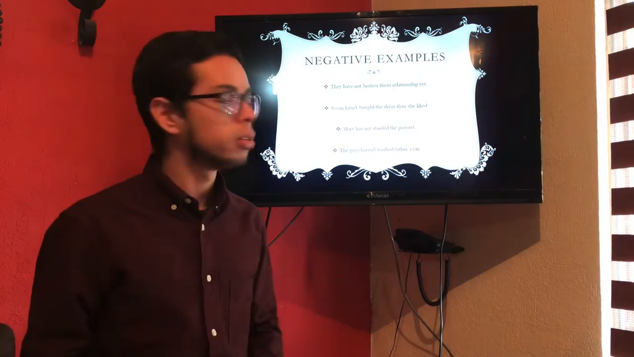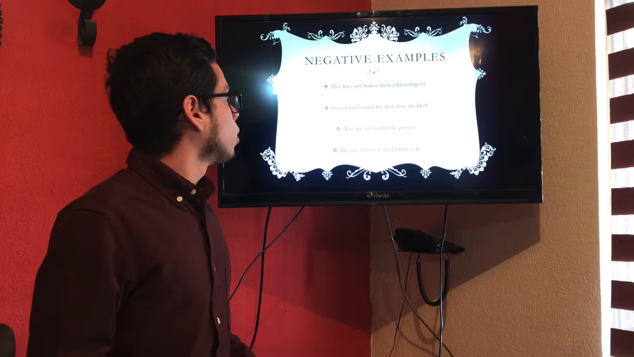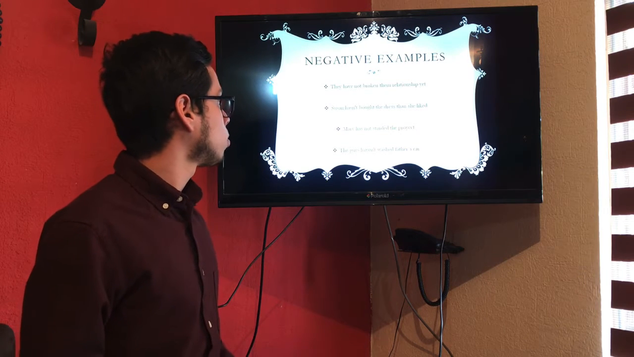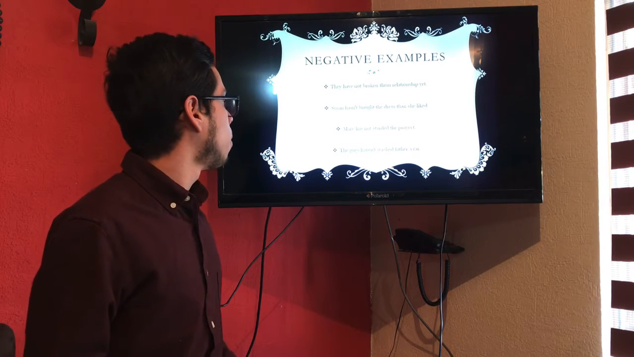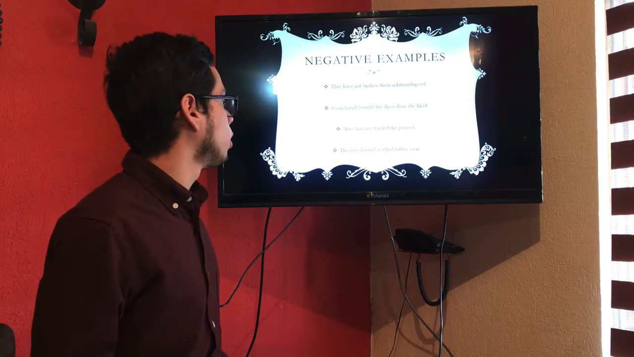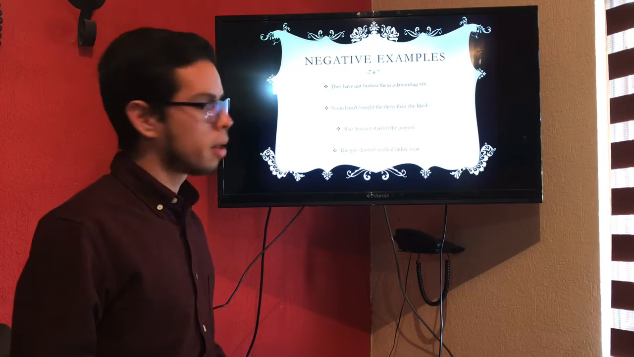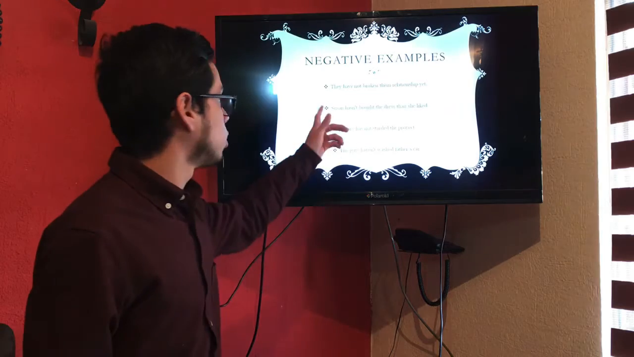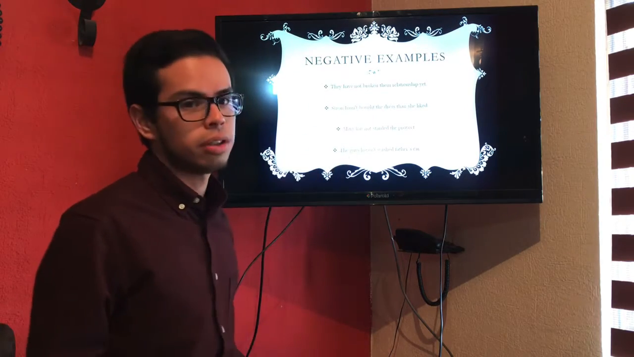The negative examples. They have not broken the relationship yet. Susan hasn't bought the dress that she liked. Mary has not started the project. The guys haven't washed father's car. The composition is the same, but the not is the difference.